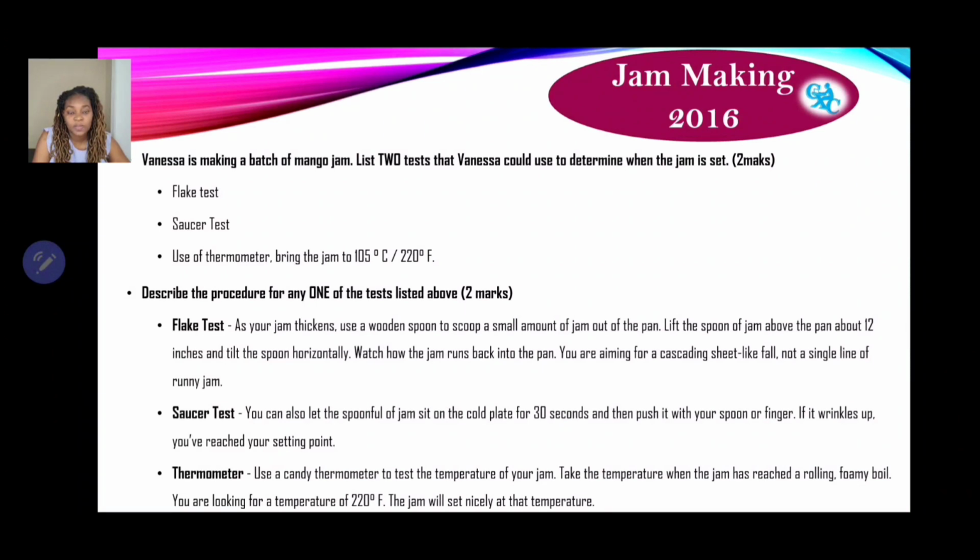All right, and the final test here is a thermometer. We can use a candy thermometer to test the temperature of the jam. Take the temperature when the jam has reached a rolling foamy boil. What you're looking for now is a temperature of what? Awesome, 220 degrees Fahrenheit or 105 degrees Celsius. At this temperature, the jam will set nicely.